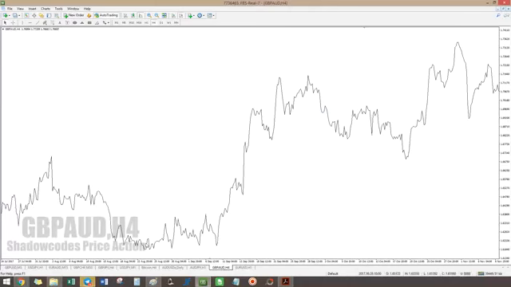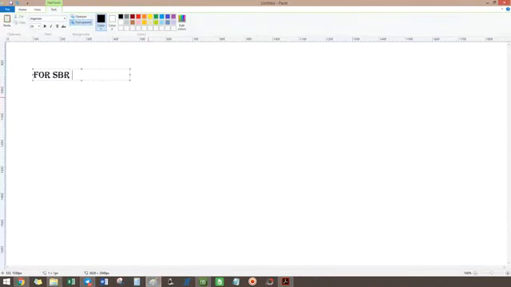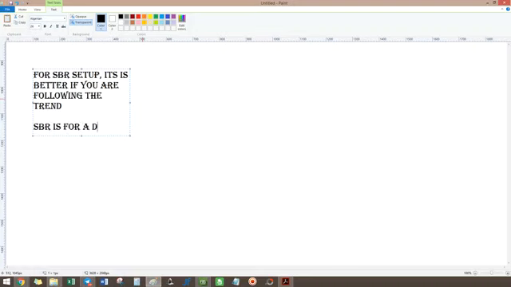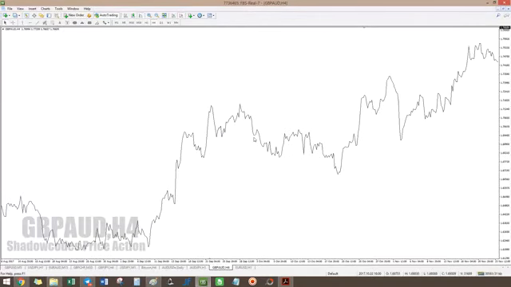For support become resistance, I will note down another thing. For an SBR setup, it is better if you are following the trend. SBR is for a downtrend market. Bear this in mind. This is an important note regarding this topic. For an SBR setup, support become resistance setup, it is better if you are following the trend. SBR is for a downtrend market. So let's search for a downtrend market.